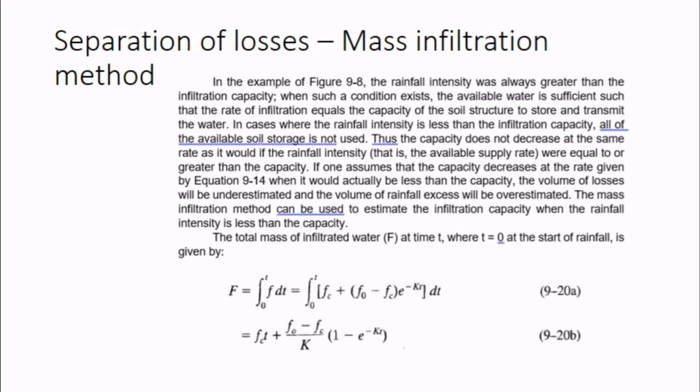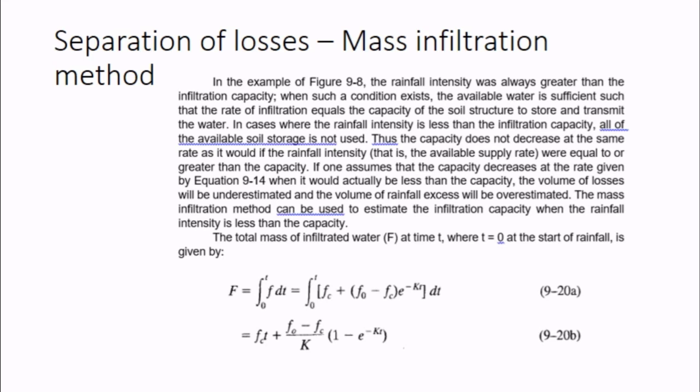In the example of Figure 9-8, the rainfall intensity was always greater than the infiltration capacity. So like earlier, the rainfall is stronger than the capacity of the soil, so we expect runoff or excess. When such a condition exists, the available water is sufficient such that the rate of infiltration equals the capacity of the soil structure to store and transmit the water. In cases where the rainfall intensity is less than the infiltration capacity, all of the available soil storage is not used, meaning the soil just infiltrates everything.